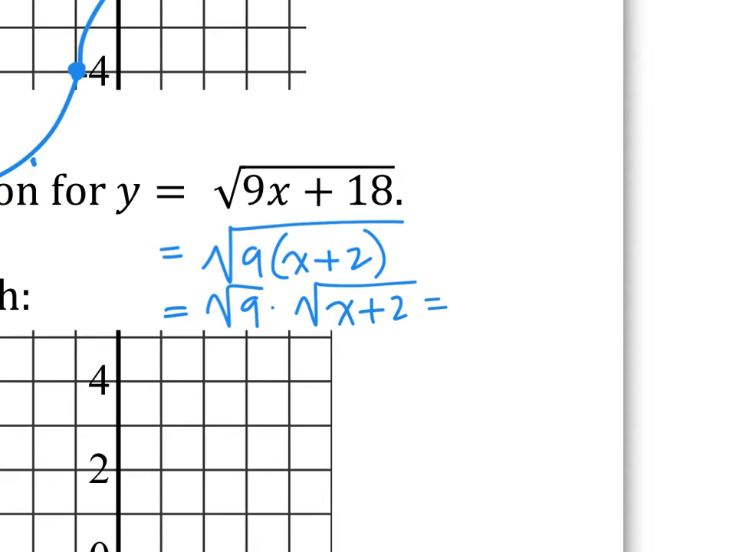Okay, so square root 9 is 3. So this is 3 square root x plus 2. So now it's easy to graph. If you have a number next to x, you have to factor out that entire thing. Even if it's not factorable with the 18, you have to take it out entirely.